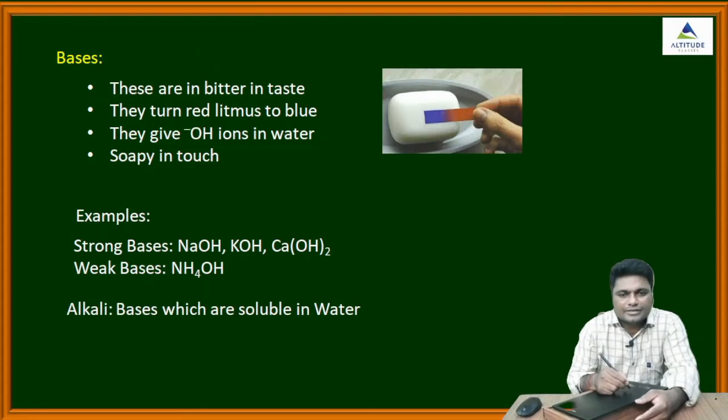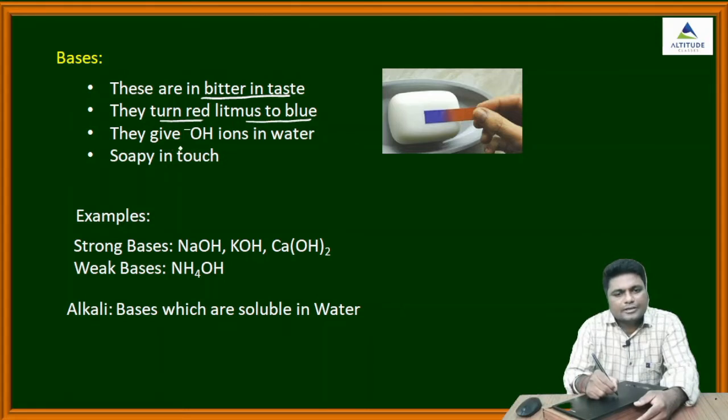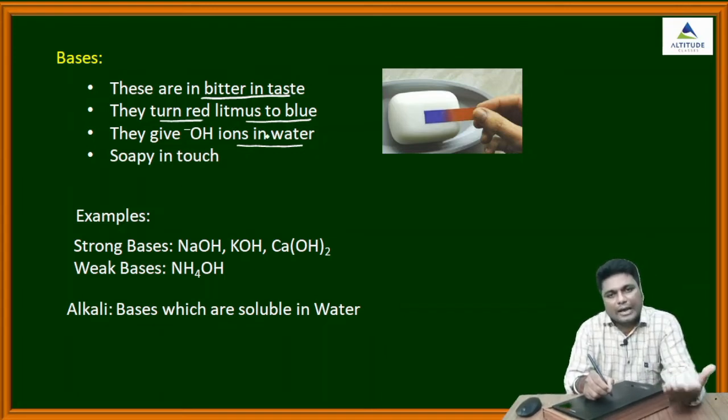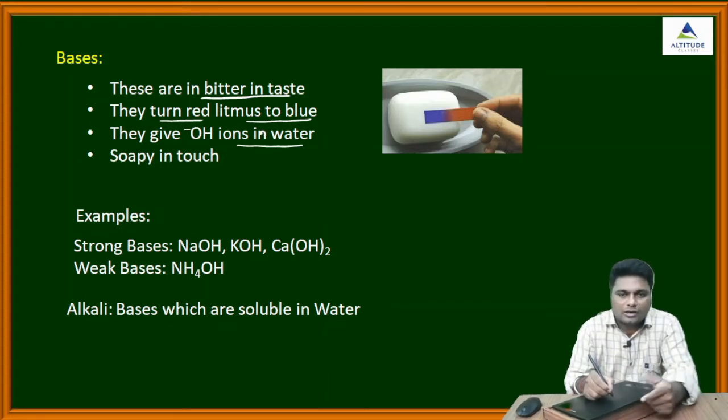Now let's see what is a base. So already you know the base properties. These are bitter in taste. And they turn red litmus paper to blue. And they give OH minus ion in aqueous medium. See, acid gives H plus ion and base gives OH minus ion. And neutralization means H plus reacts with OH minus, it will give a water molecule. That is neutralization.